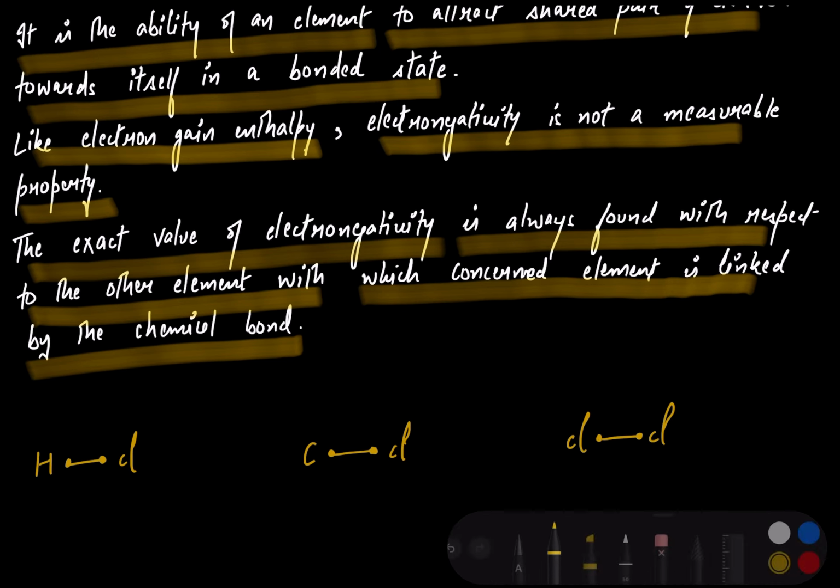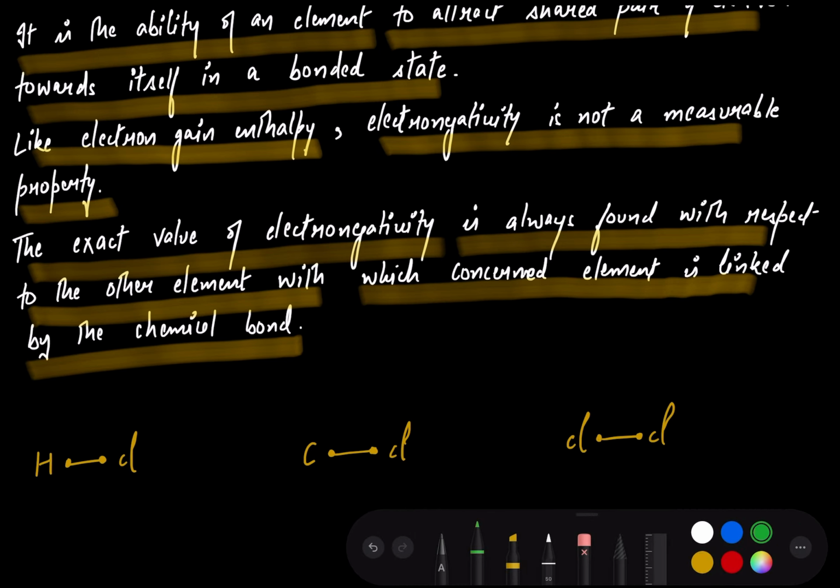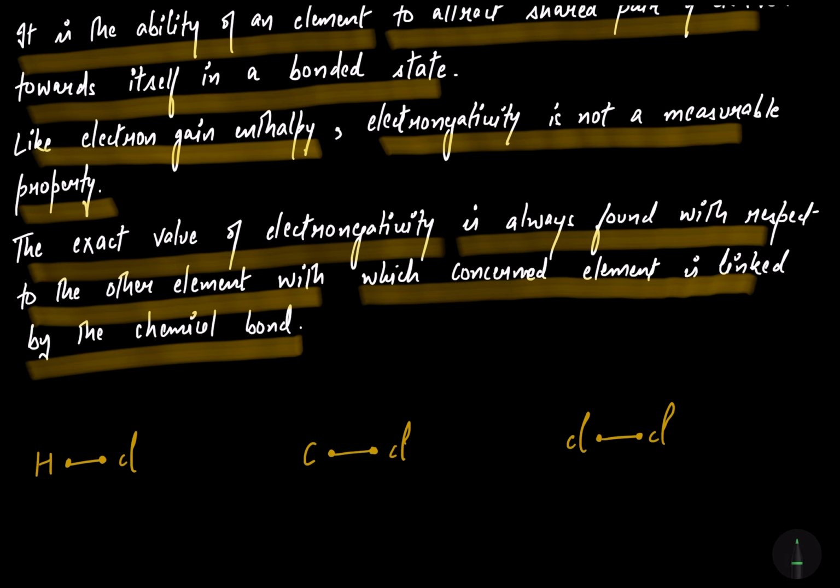Now let's talk about the first case. In the first case, hydrogen is bonded with chlorine, like HCl. The electronegativity of chlorine is much greater than hydrogen, due to which what will happen? The chlorine will attract both these electrons towards itself and will acquire a delta negative charge, and hydrogen will acquire a delta positive charge. So this charge separation in a covalent bond is due to the difference in electronegativity of chlorine and that of hydrogen.